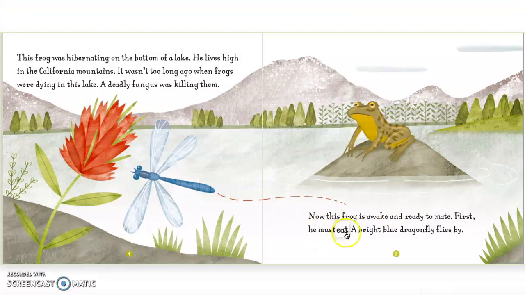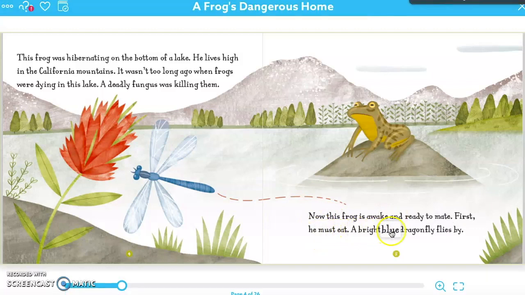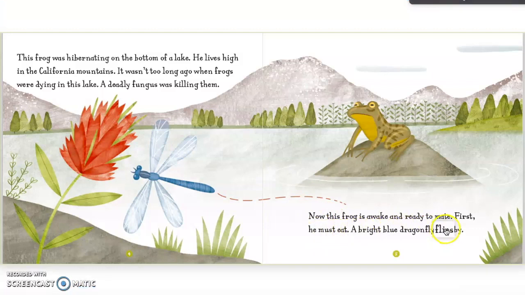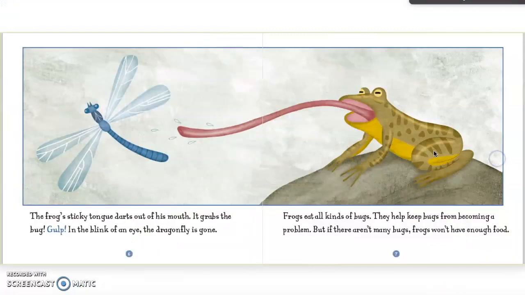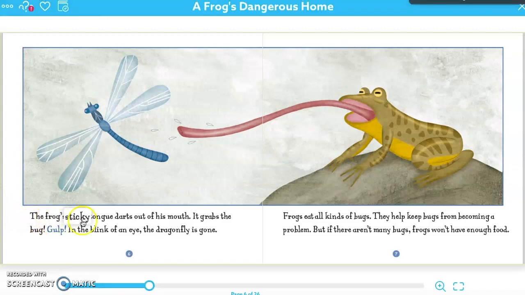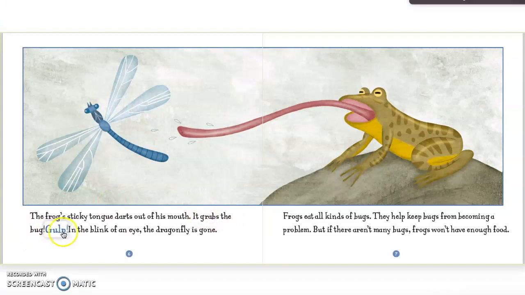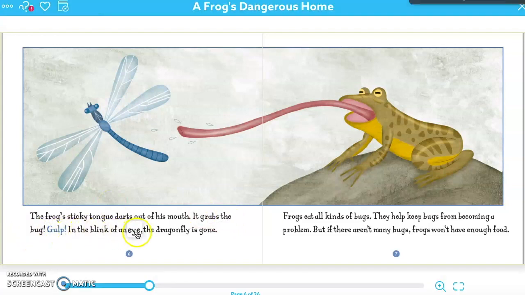First, he must eat. A bright blue dragonfly flies by. The frog's sticky tongue darts out of his mouth. It grabs the bug. Gulp! In the blink of an eye, the dragonfly is gone. Wow, that has to be fast. If it's gone in the blink of an eye, that means it's gone before you blink.